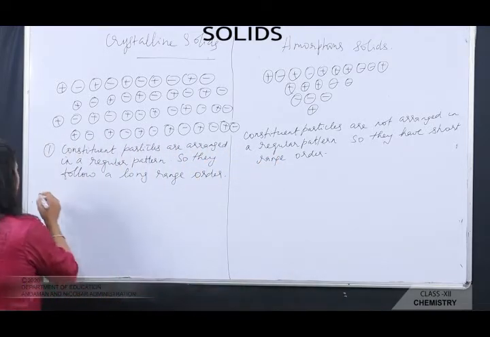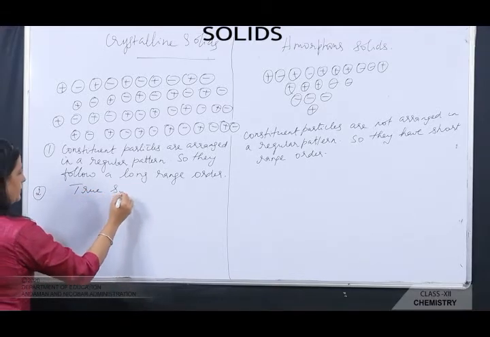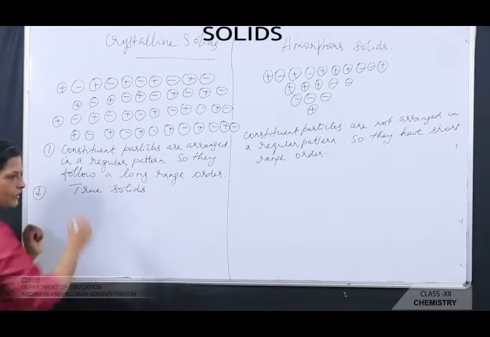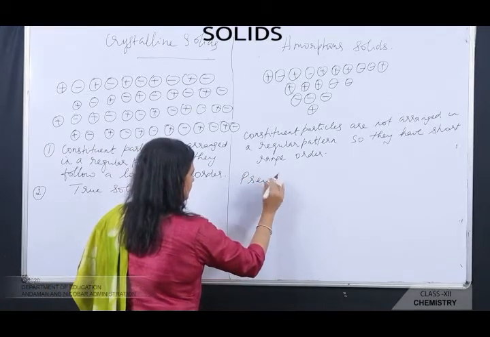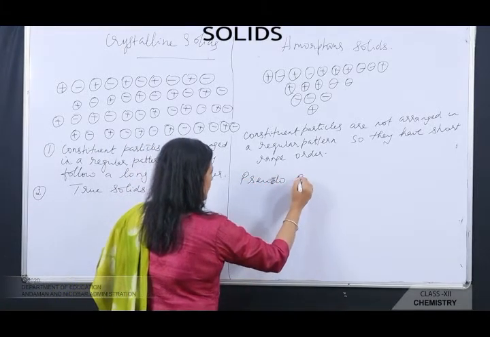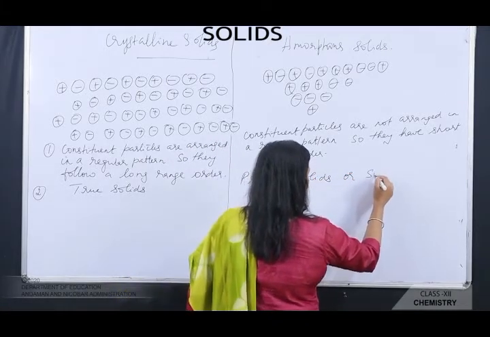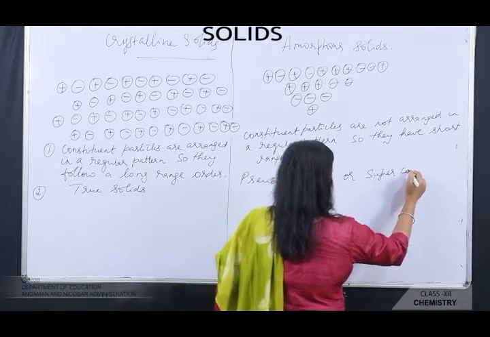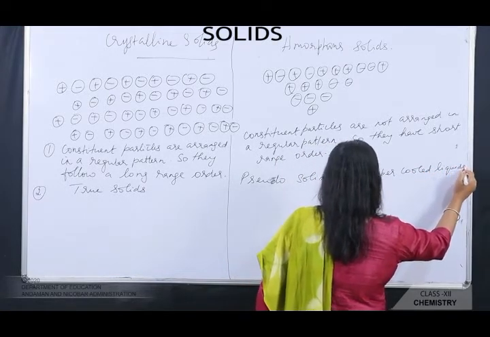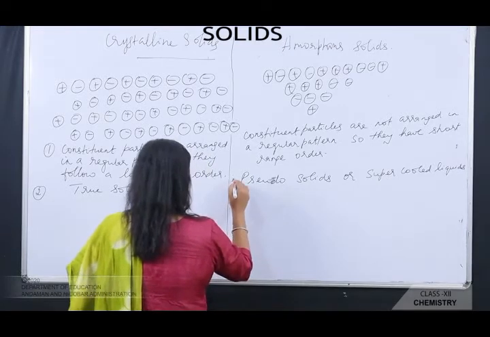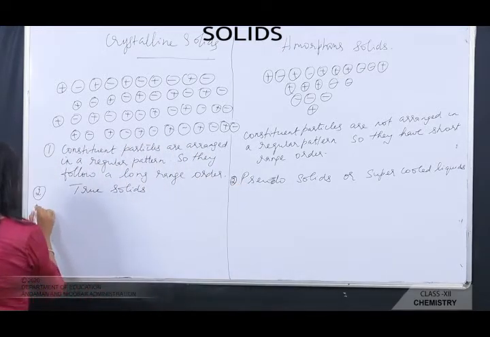Now the second point is, these are true solids. Crystalline solids are true solids. These are pseudo solids, or they are known as supercooled liquids. Supercooled liquids. Next, number 3, you see here.